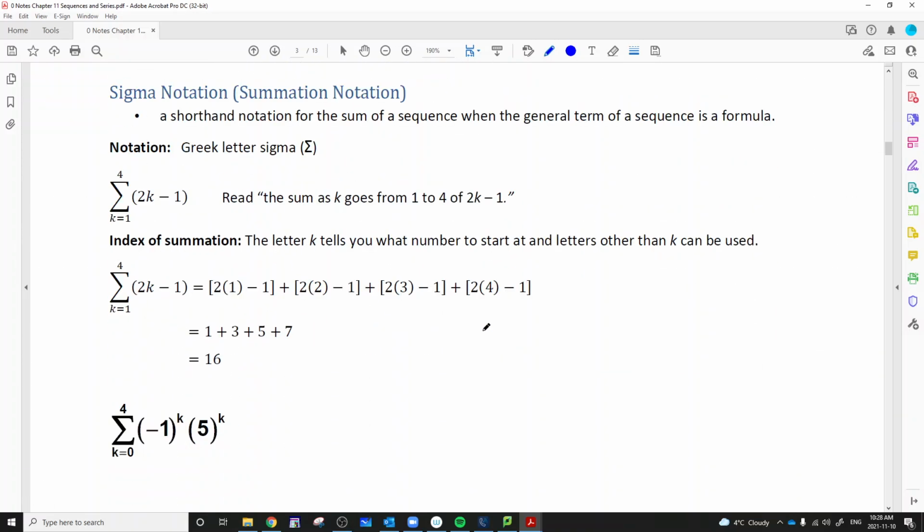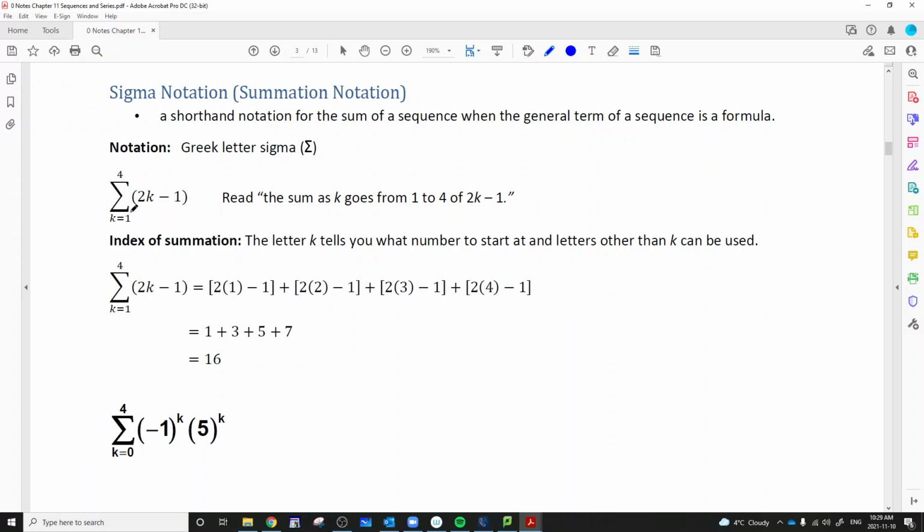The next thing is that mathematicians are way too lazy to say, find me the sum of the first 6 terms. So what they do is they come up with a notation that signifies sum. So this is called summation notation. The notation uses the Greek letter sigma, so that's this weird E here, and it shows you what you're going to find the sum of and for what formula.